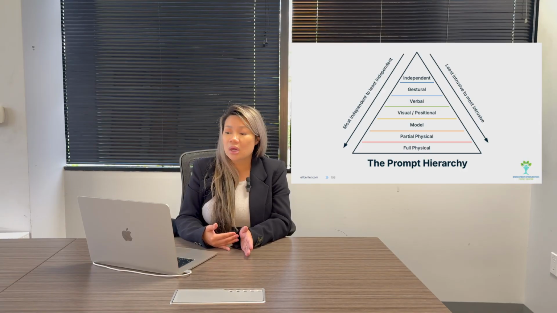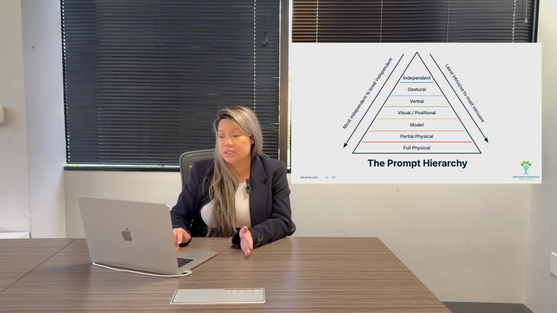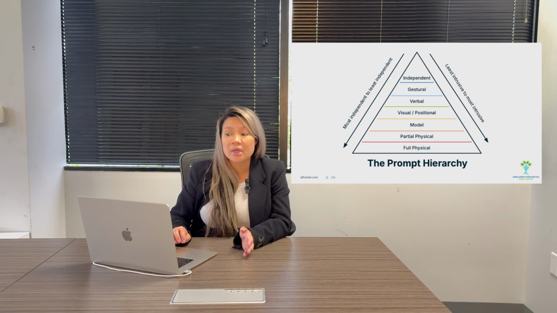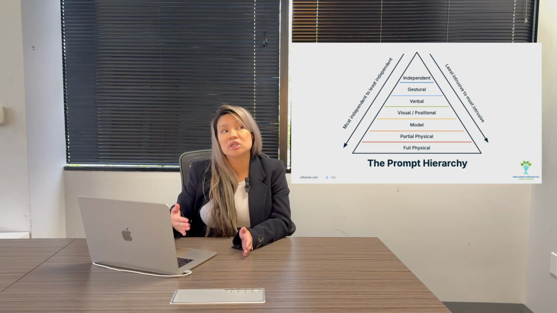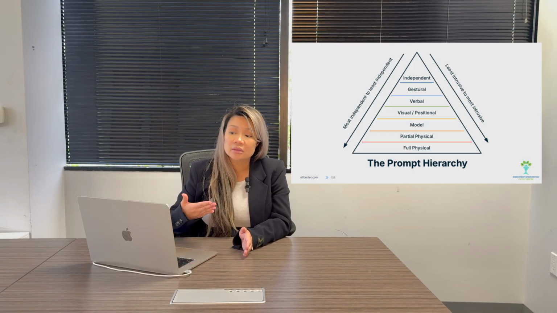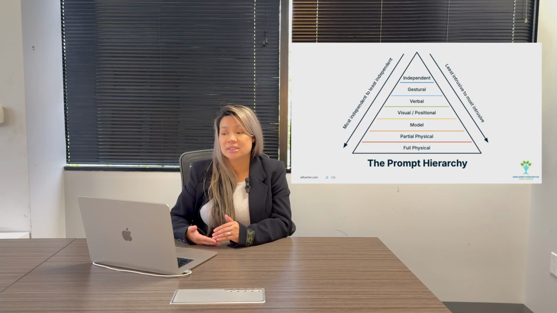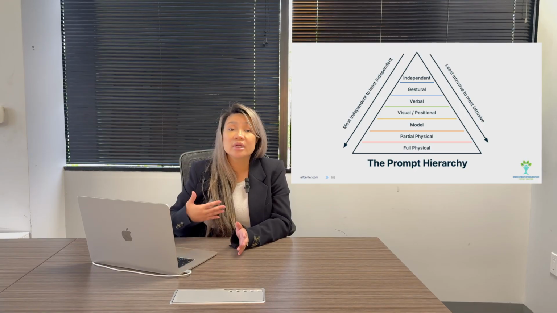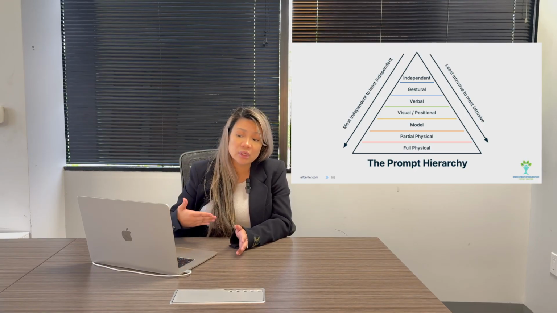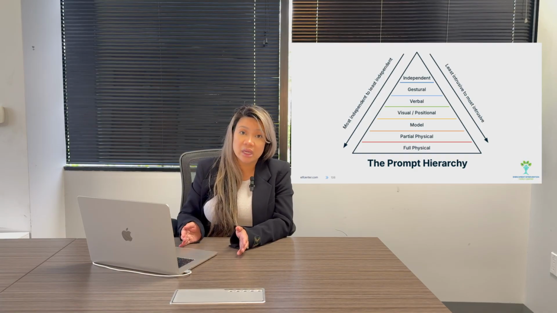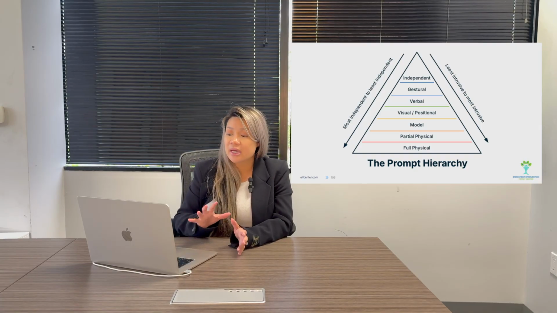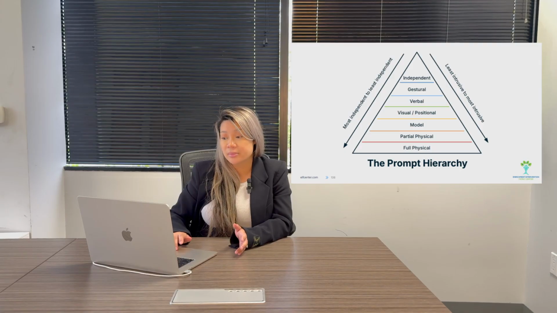A way to use this prompt is if we say to the client, we want to teach them how to say their name. Let's say the child's name is Johnny. We'll say, what is your name? Which is the SD for intraverbal. The learner would be prompted to say ja. And then once the learner hears ja, we hope that that will evoke the behavior of Johnny. So that is an example of verbal prompting.